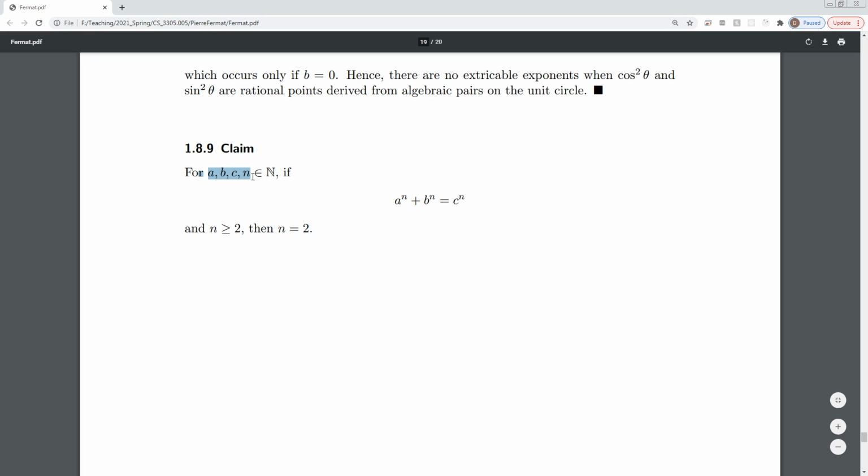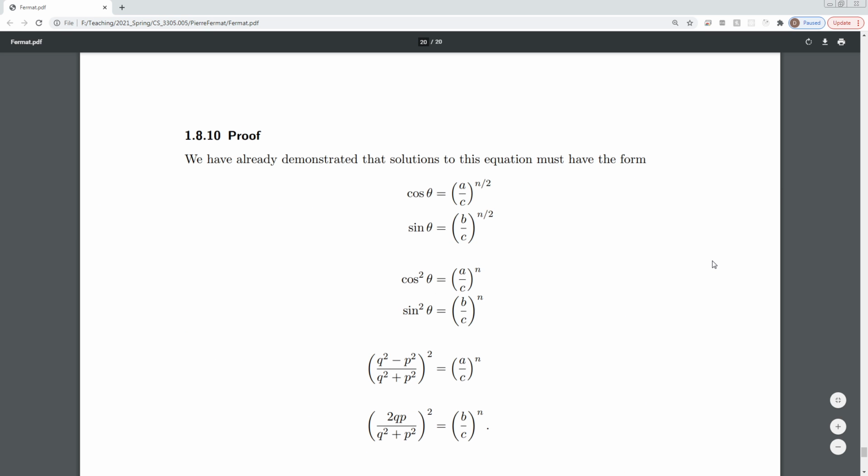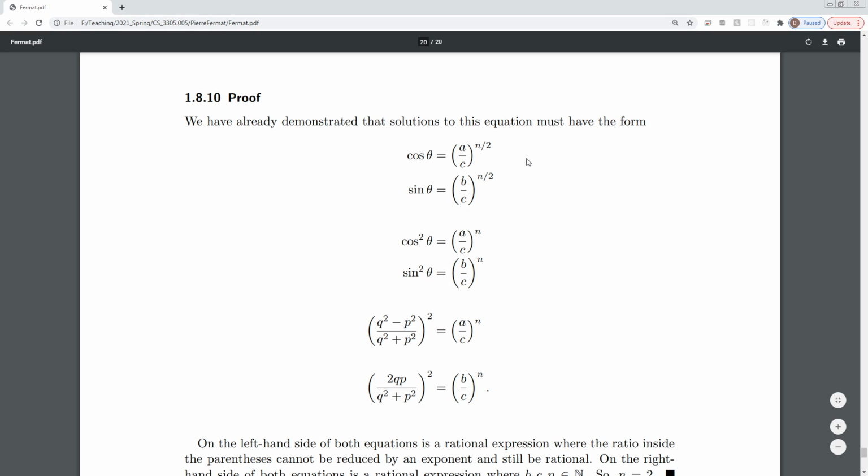Okay, so now we make our final claim. So when a, b, c, and n are all positive integers, this equation has solutions for n greater than or equal to 2 only if n is equal to 2. Okay, so we've already shown that it lives in this form. It has to be representable in this form. If we square both sides, then we end up with this form.